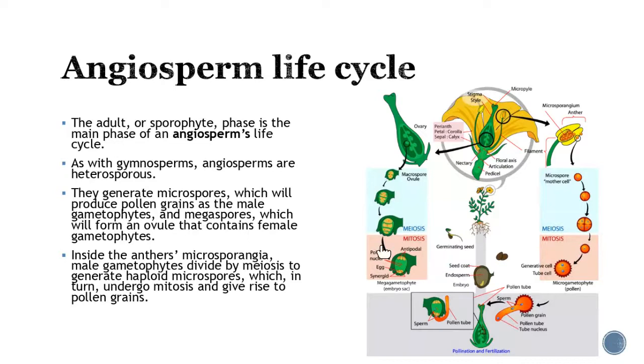So that's a lot of words right there. So if you just kind of go within each part on its own and then follow them together, it makes a little bit more sense. So within the male, you're going to have the microsporangia. They're going to divide through the process of meiosis to give these haploid microspores. And then these haploid microspores are going to undergo mitosis and give rise to the individual pollen grains.